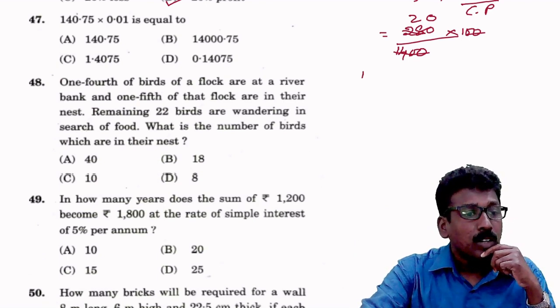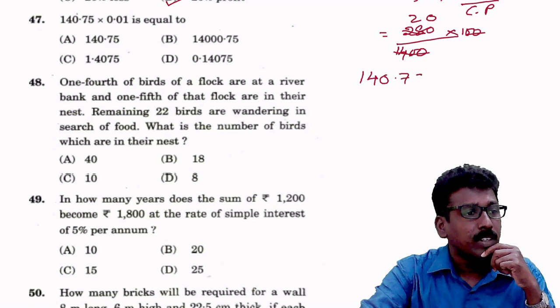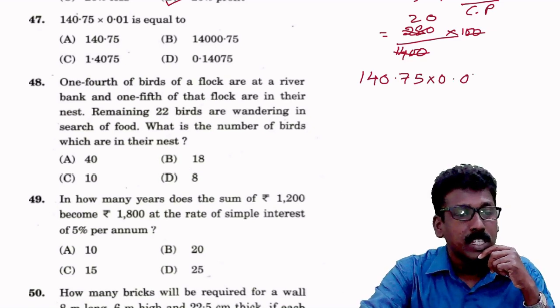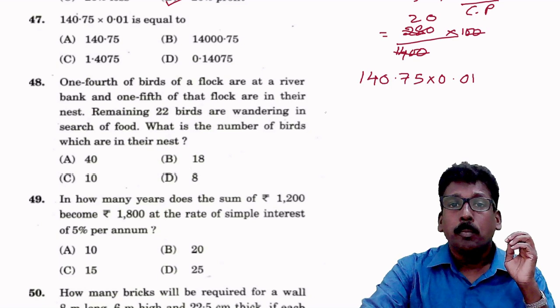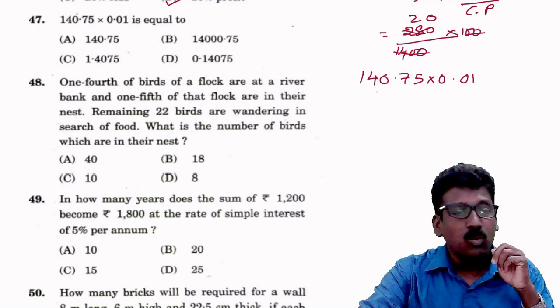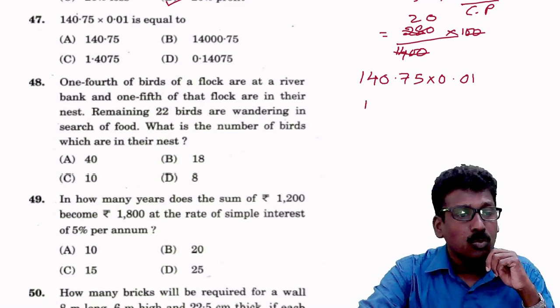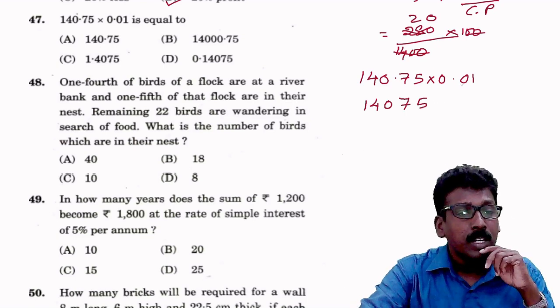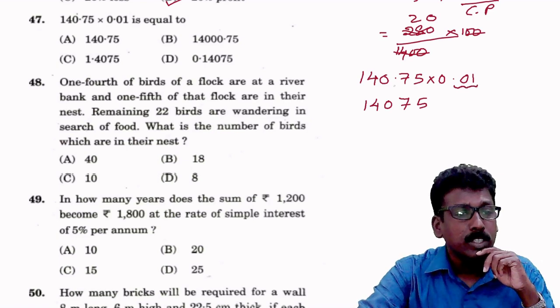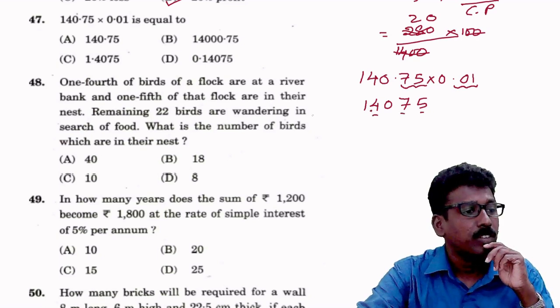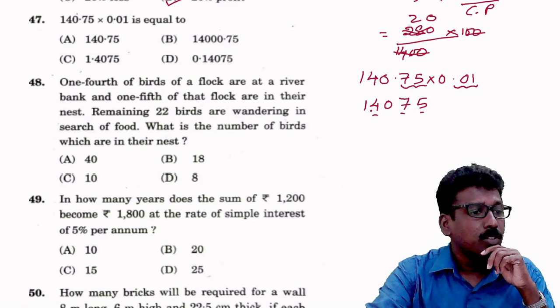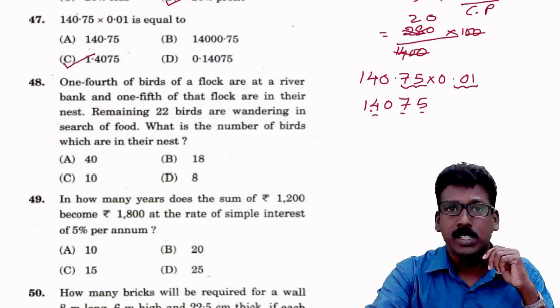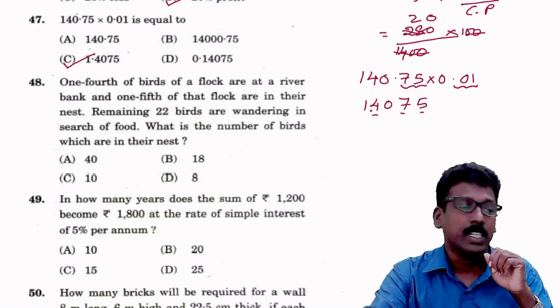47. 140.75 into 0.01. Now multiply the number without the decimal point. So 1 in this number means you will get the same number. Now here after the decimal, 2 digits are there. Here also 2 digits. Total 4 digits should become. So 1, 2, 3, 4. 1.4075. Yes. 1.4075 is option C. So C is the correct answer.